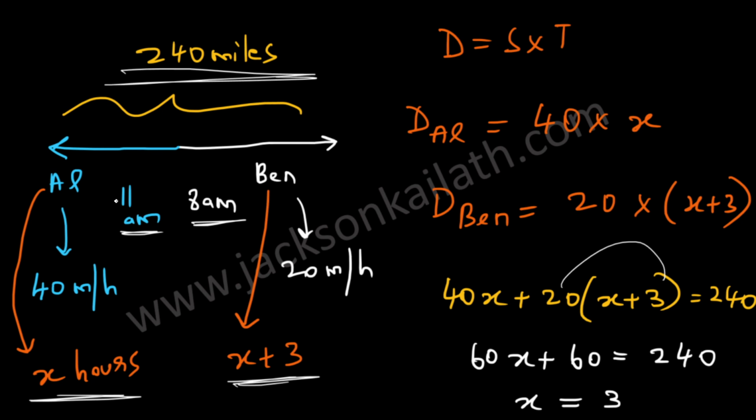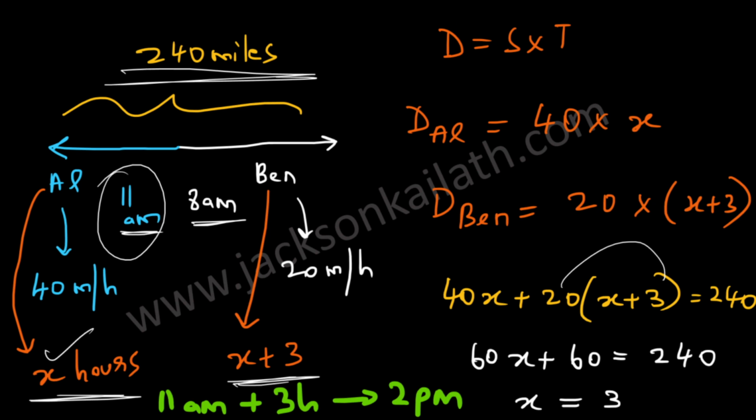So Al was traveling for 3 hours. He started at 11 a.m., so 11 a.m. plus 3 is equal to 2 p.m., which is the correct answer to this question. That is answer option B.